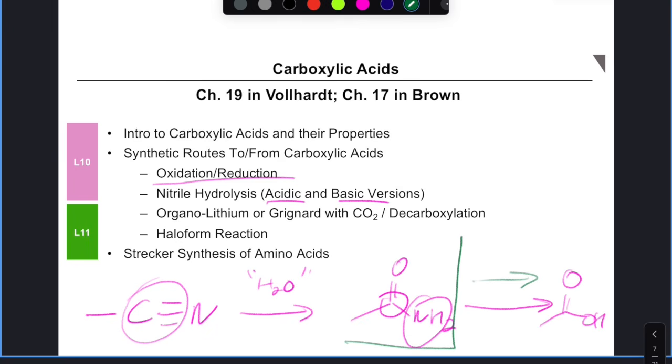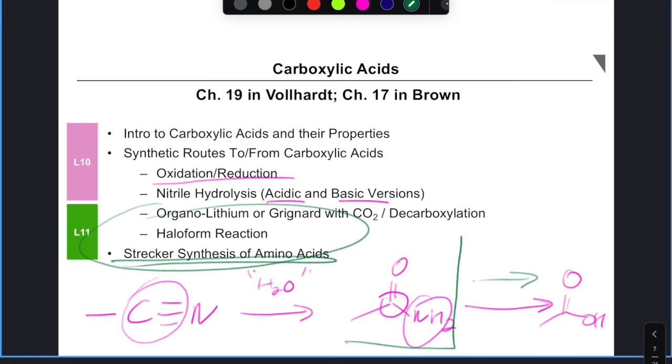Then we talk about our haloform reaction and Strecker synthesis. Haloform, this is where we're doing it on alpha methyl ketones. We're using bromine and base, and we're progressively turning that methyl into a leaving group. Strecker is the really, really big one. This is the one where we're starting to bring together a whole bunch of different reactions.